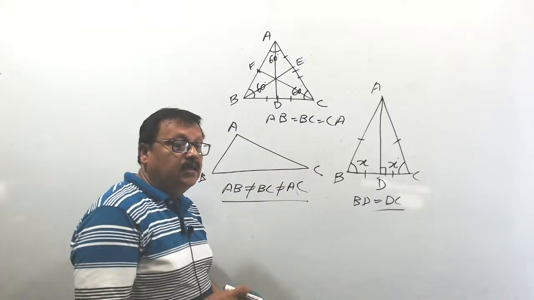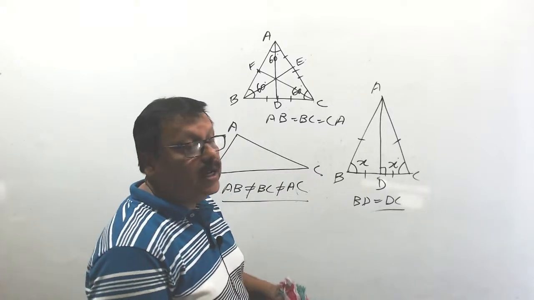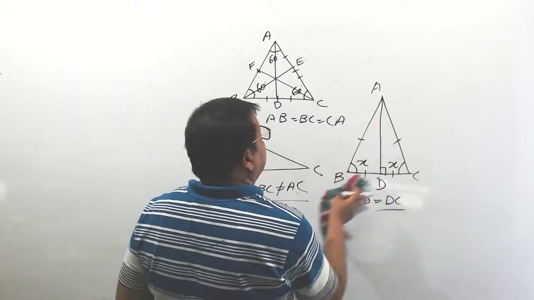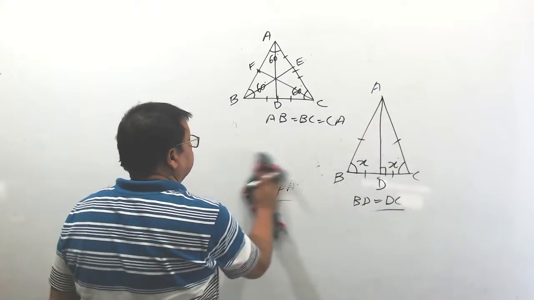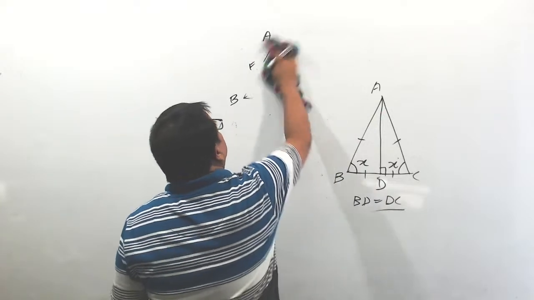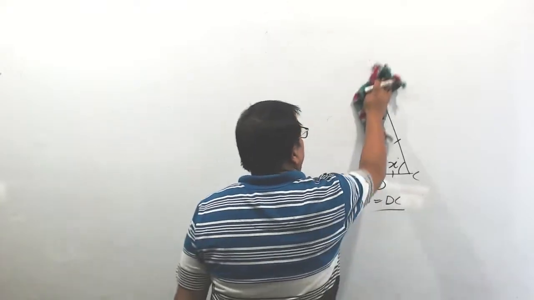Yes, Srikumar, for isosceles triangles, two sides are equal. This is called isosceles. And for equilateral, three sides are equal.